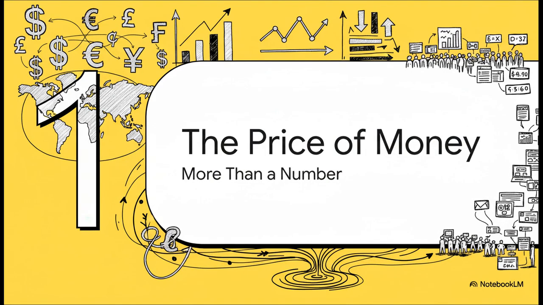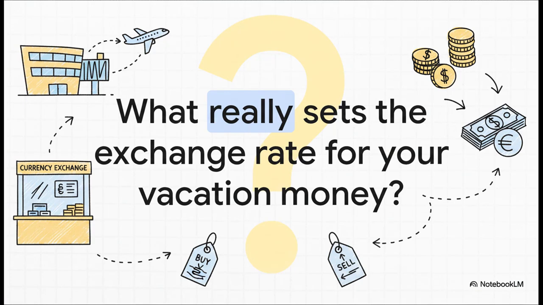Okay, first up, the price of money. So what is an exchange rate, really? I mean, it's not just some number flashing on a screen. It's a price, and it's being set in the biggest, fastest marketplace on the entire planet. Let's make this real. Picture yourself at the airport, super excited for a vacation. You walk up to that currency exchange counter to swap, say, your dollars for some euros. But what actually decides the rate they show you up on that board?